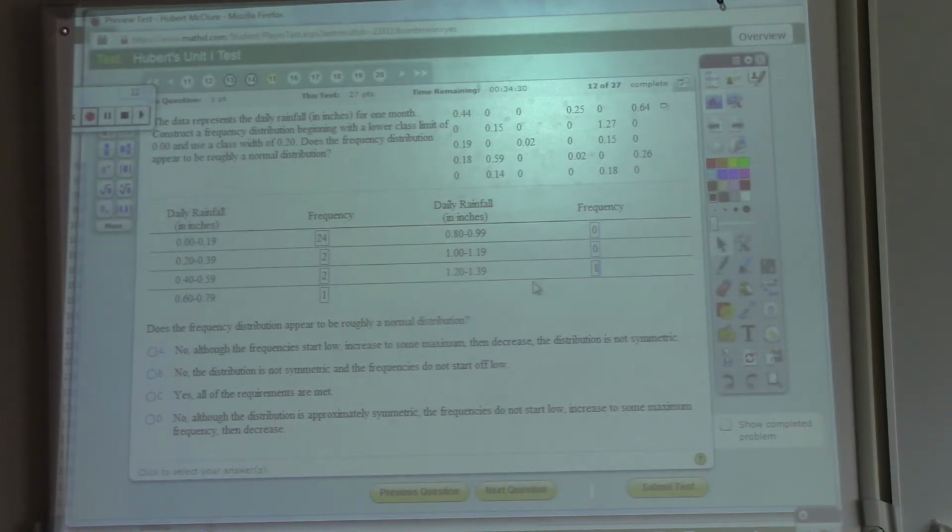Is this a normal distribution? No. It starts off with the highest number. So it's either A, B, or D. B. Do not start off low. Good job.